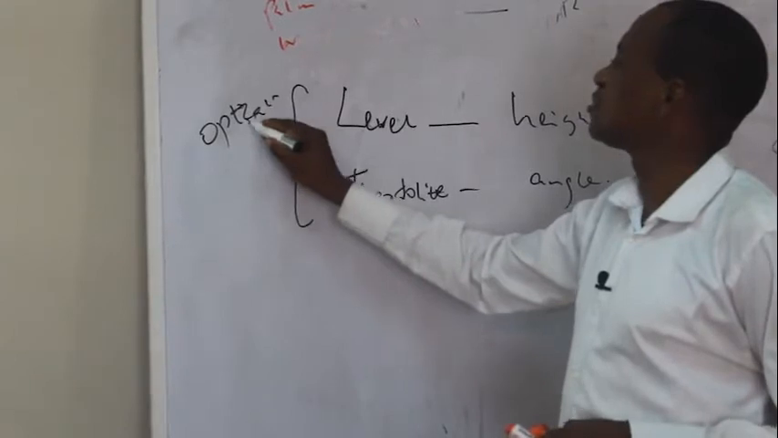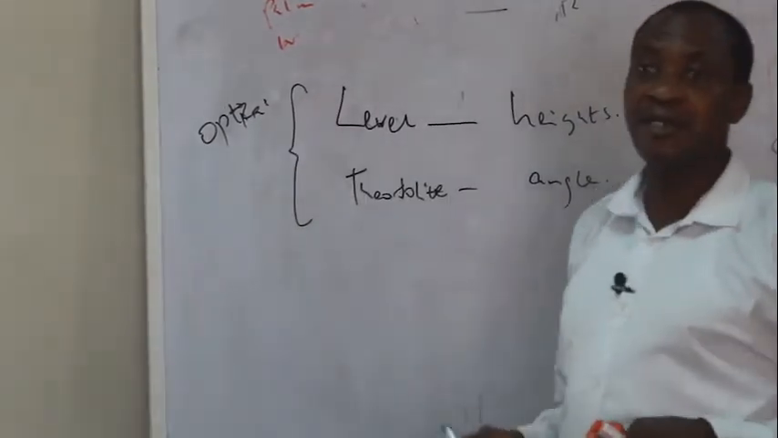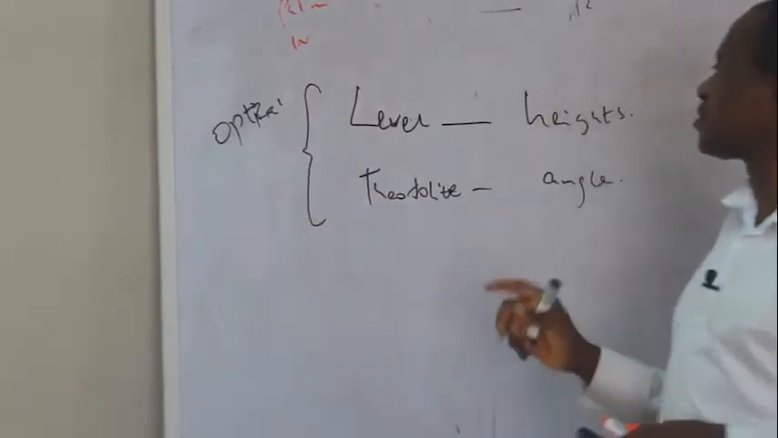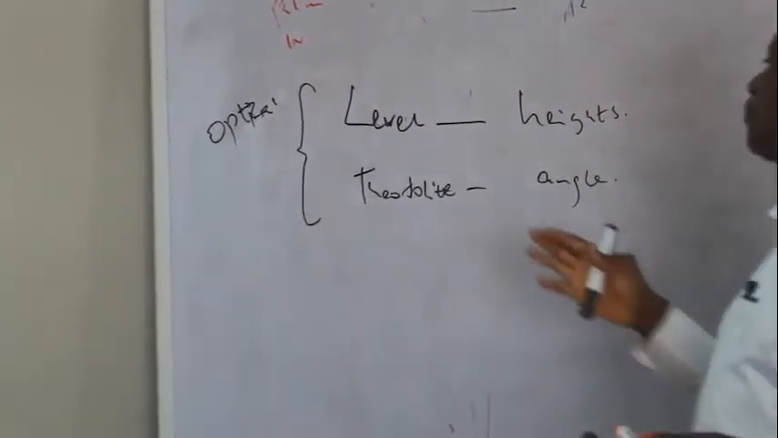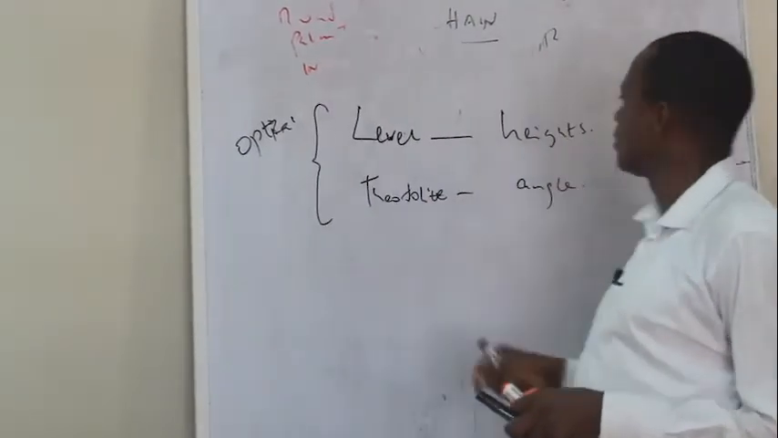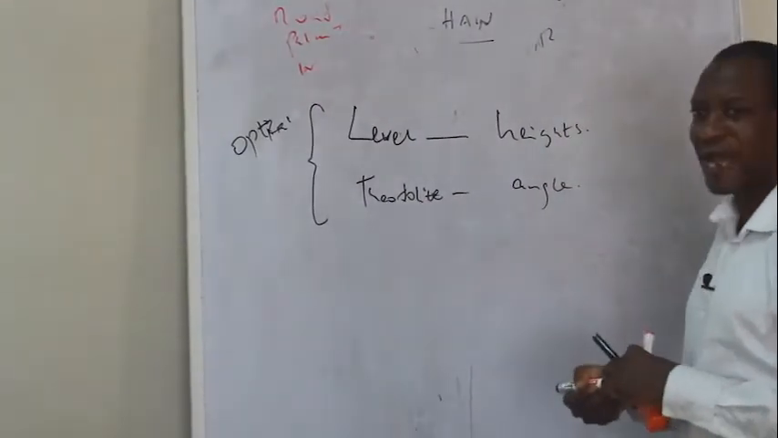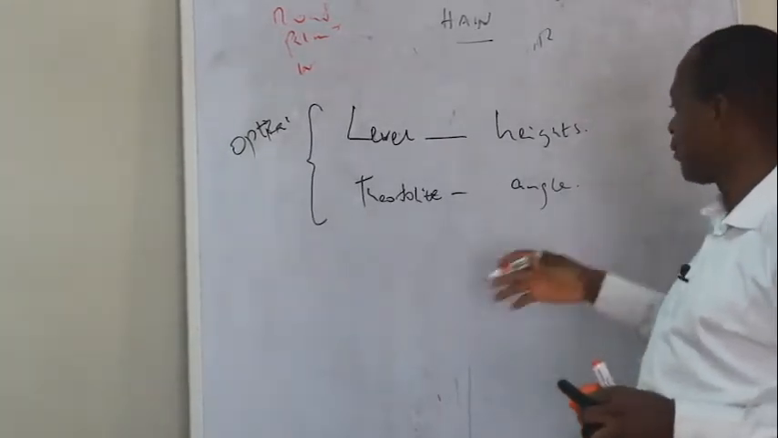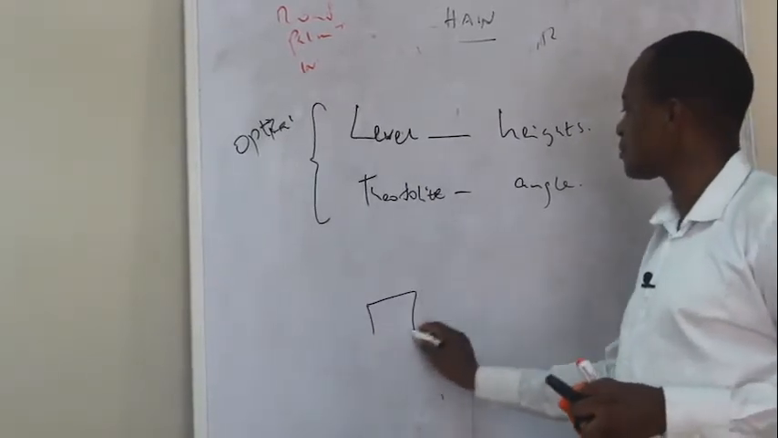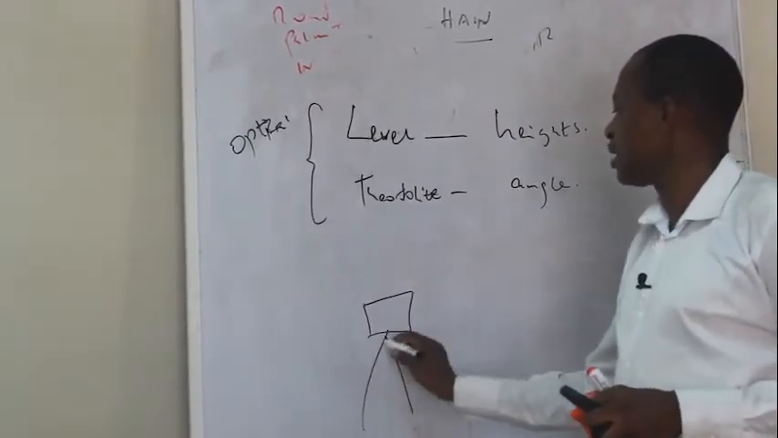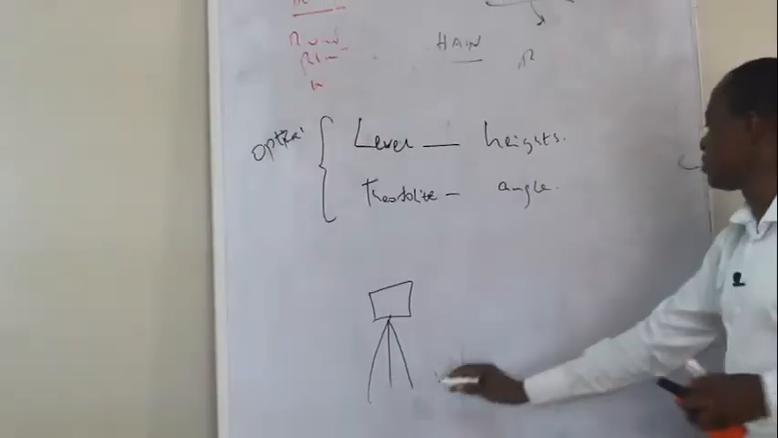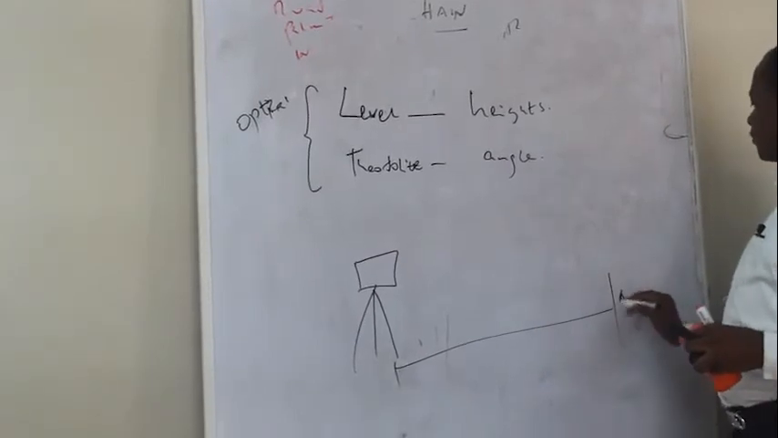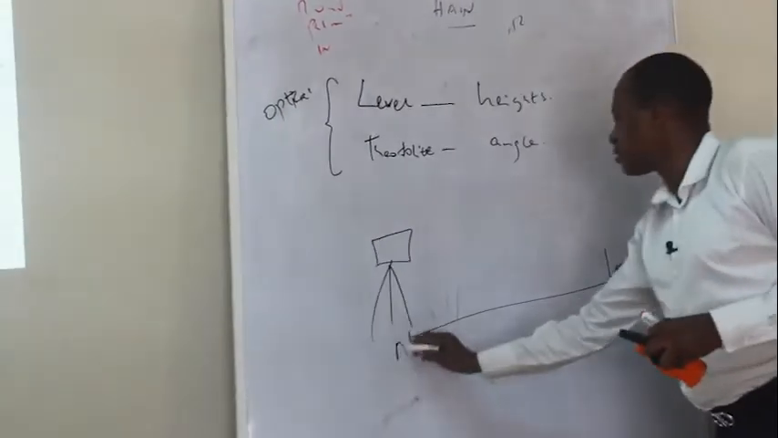Optical equipment contains an arrangement of lenses. But when you bring this level or theodolite, you use it along with another piece of equipment at the other end. Assuming you stay there on that equipment, and you want to measure the distance from here to here.